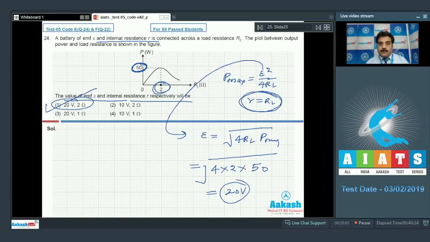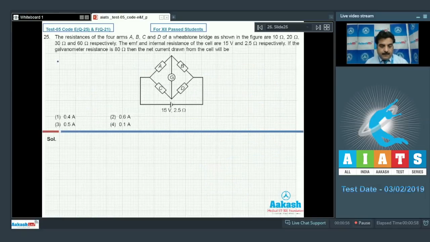Let's move on to question number 25. The resistances of the 4 arms A, B, C and D of the Wheatstone bridge as shown in the figure are 10, 20, 30, 60 ohm respectively. The EMF and internal resistance of the cell are 15 volt and 2.5 ohm respectively. If the galvanometer resistance is 80 ohm, then the net current drawn from the cell will be. So A is 10, B is 20, C is 30 and this is 60.